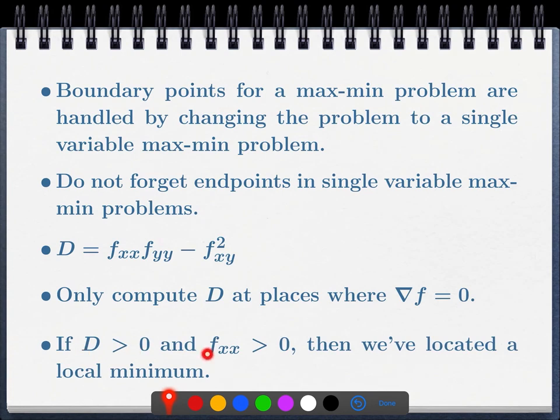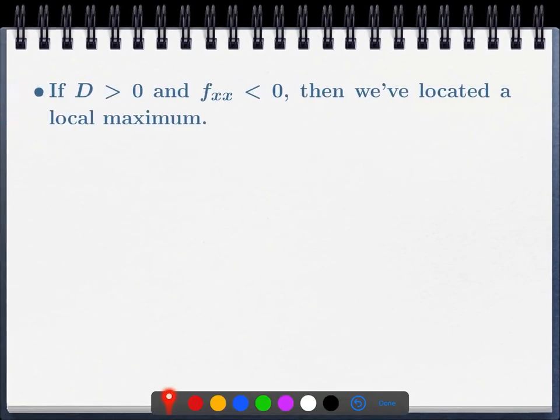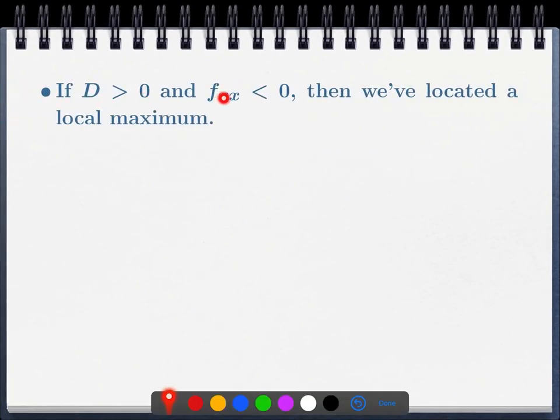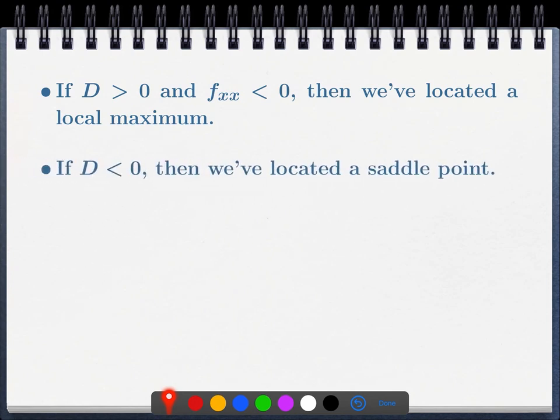If D is greater than 0 and the second derivative with respect to x is greater than 0, then you have a local minimum. This tells you it's concave up in the x direction, so it's going to be a local minimum. Similarly, if D is greater than 0 and f sub xx is less than 0, so it's concave down in the x direction, you'll have a local maximum. And if D is less than 0, you have a saddle point there. So again, this is telling you the location of them. The actual value would be what you get when you plug into the function f. But you'll have a saddle point at those critical points where D is less than 0.